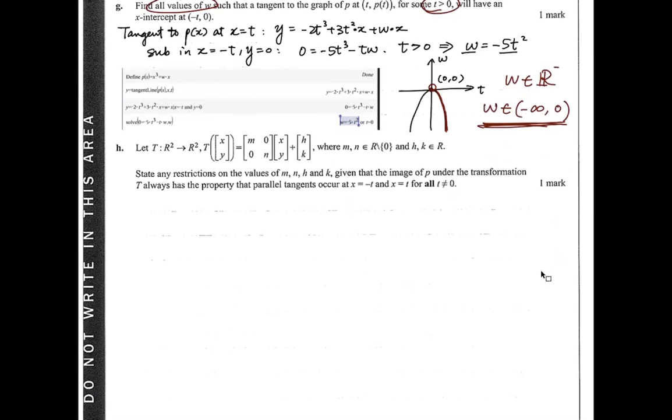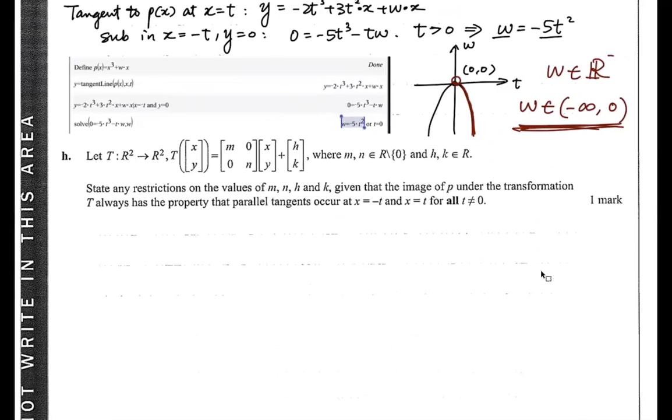The very last question. When I first saw the paper, I got stuck with part H. That is why I'm saying this one is the icing on top of the cake. But let's see. M and N, these two are dilation factors. Possibly if M and N are negative numbers, it could also be reflection factors, okay? H and K, these are translations, horizontal translation H, vertical translation K.